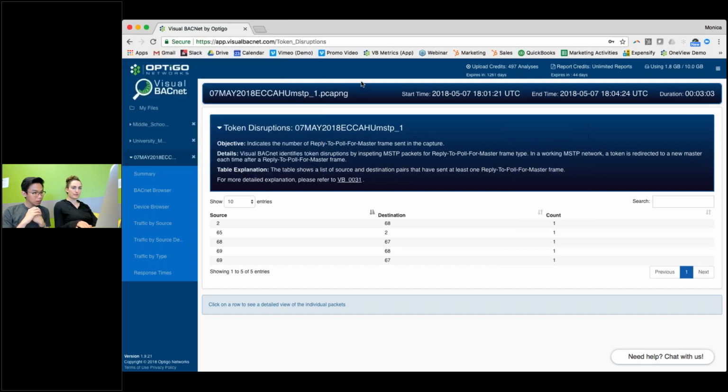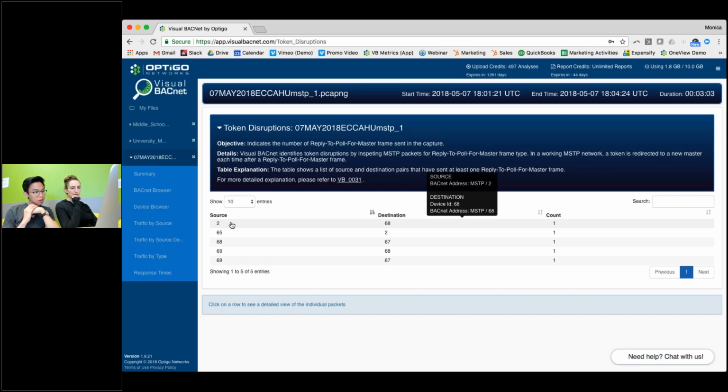Two is also, so there's a disruption between 68 and 67, 69 and 68, 69 and 67. Right, which we could see in the last one, so that makes sense.